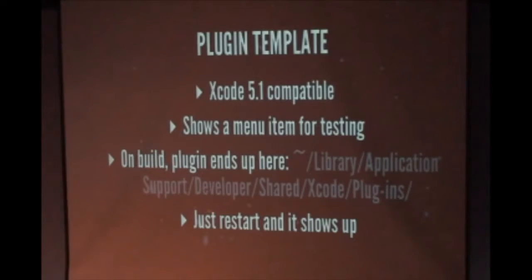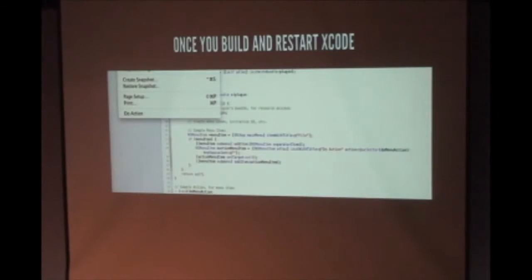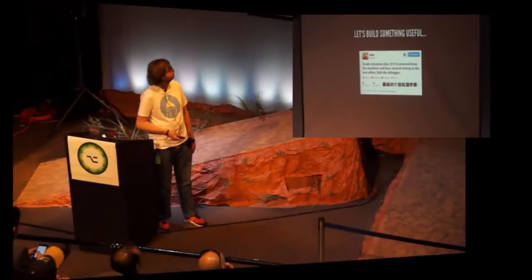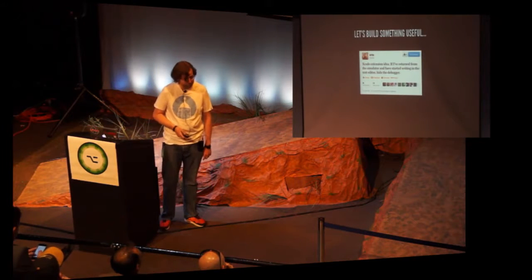It just shows a menu item by default for testing. Which is also great is that the plugin ends up in the right folder. So you just restart Xcode and it's right there. So if you build and run the plugin and restart Xcode, you see the do action item there, which just opens a message box. But then you can get started from there.